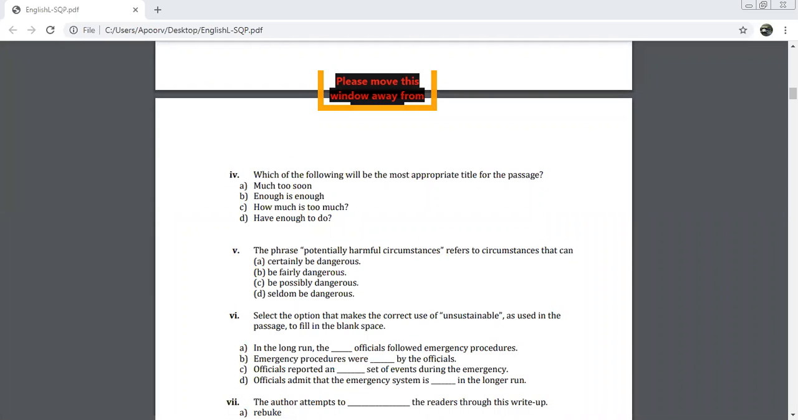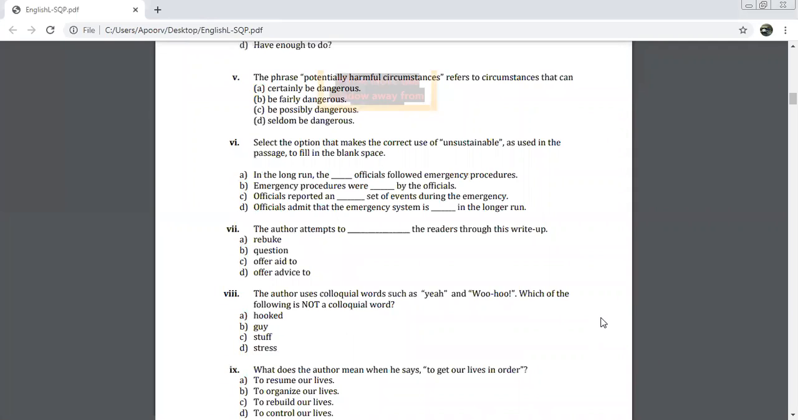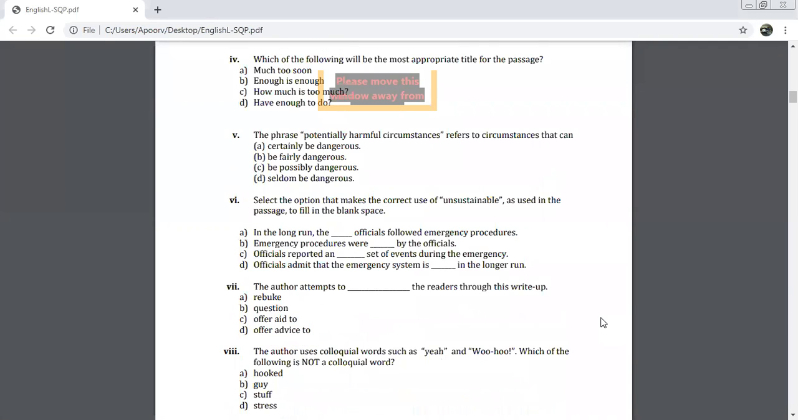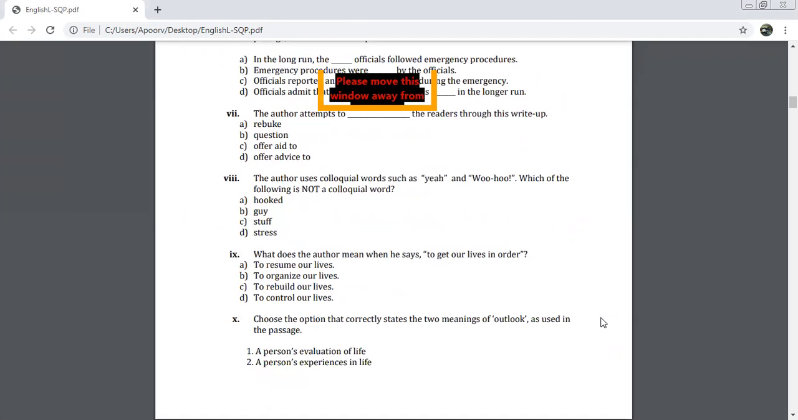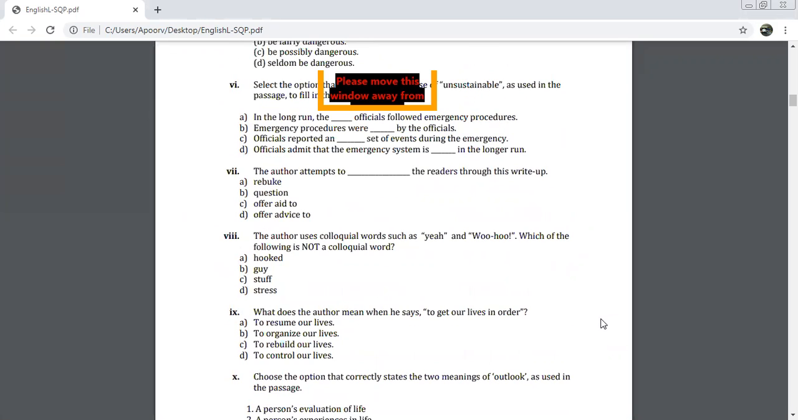Should I scroll down from question number 6? Yes, ma'am. Okay, good. Now 7, 8 and 9. 7, 8, 9. Chalo, do this. Today we'll see who gets the highest marks. We'll check out your scores today. 7, 8, and 9.